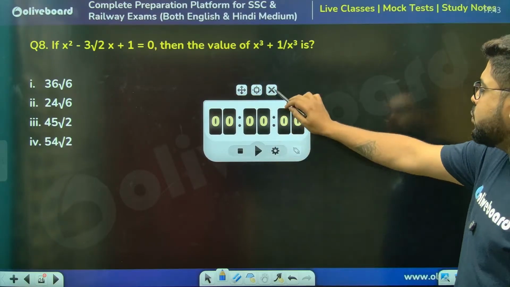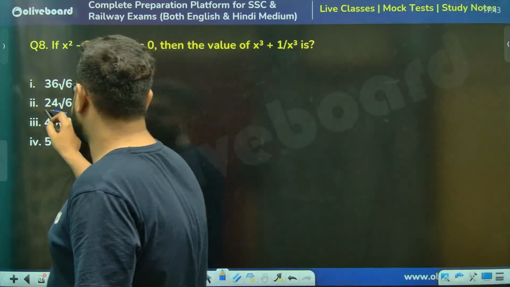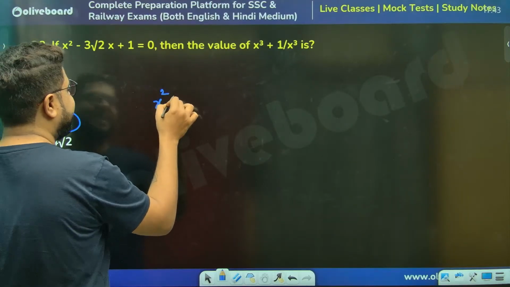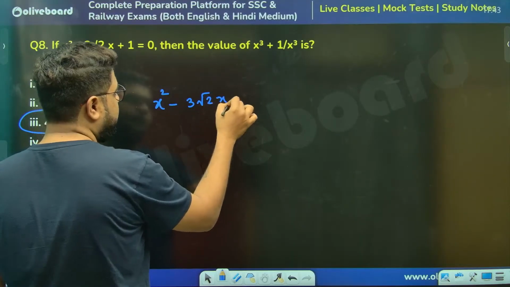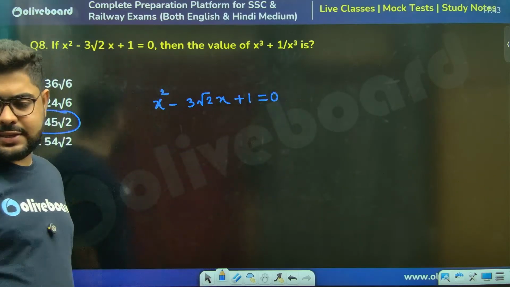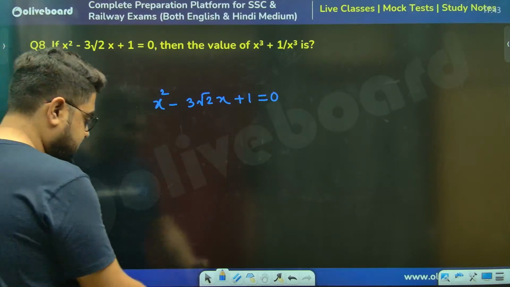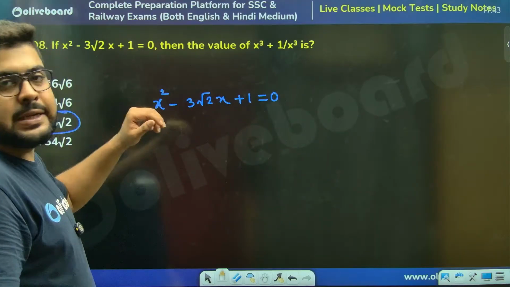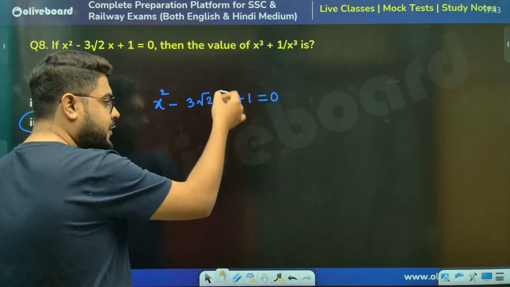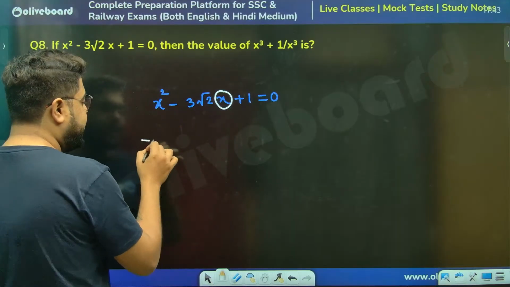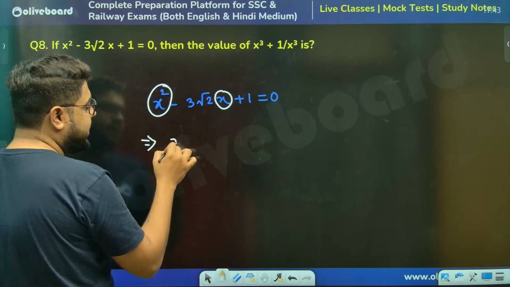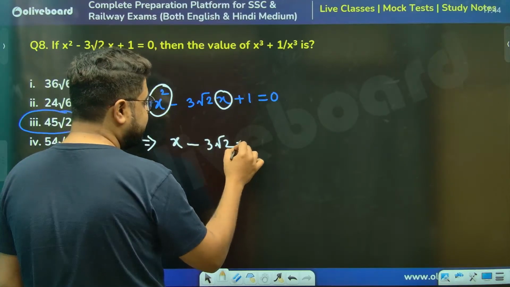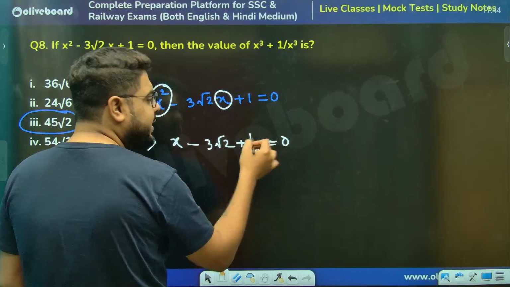The answer is 45 root 2. Let's see. Now, x square... Whenever you see something like this, the middle term, you always divide by x. So if I divide by x, x square by x will become x. This will become minus 3 root 2, because x cancels. And this will become 1 by x. 0 by something is 0.